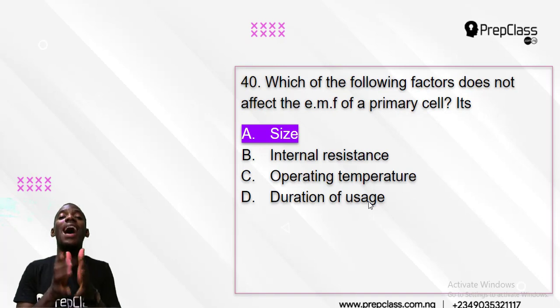So the size does not really affect the work done by a primary cell, and that is the answer to the question.